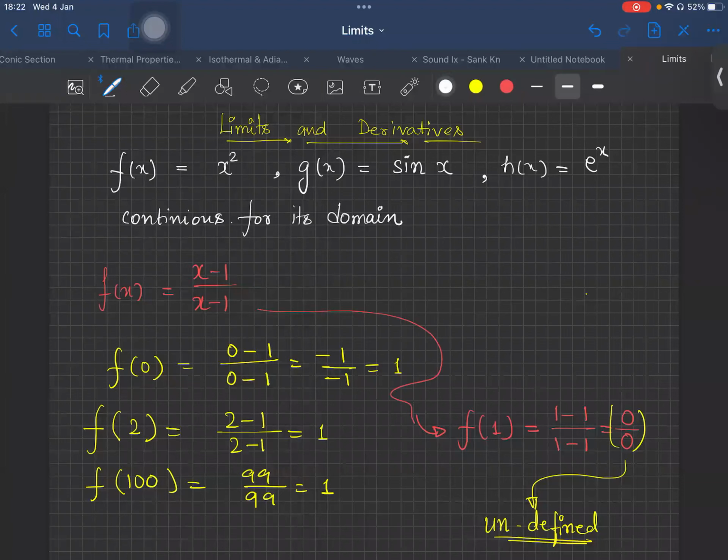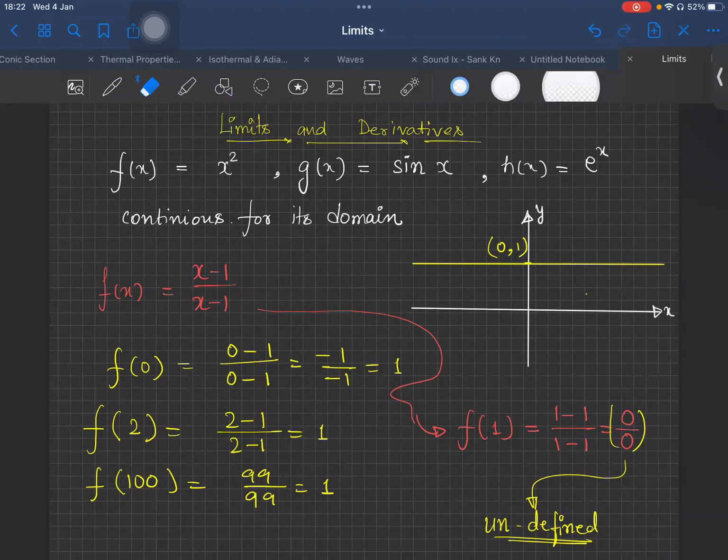So let's try to plot it here. This is our y and this is x. Now for all values of x, the value of the function is 1. Suppose this point is 0, 1. So the function is 1 everywhere.